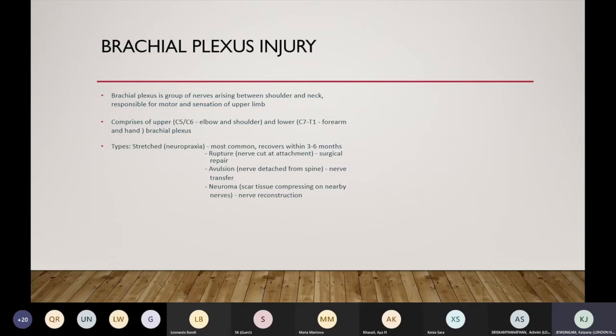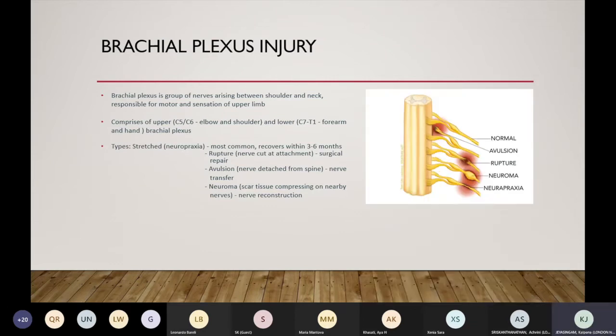And sometimes you might even have an avulsion, where the nerve gets detached from the spine, and you might have to think about nerve transfer. There can also be a neuroma, scar tissue compressing the nearby nerves, and therefore nerve reconstruction might be needed. Here is a picture of the different types: rupture, neuroma, neuropraxia, and avulsion. But as I said, neuropraxia is probably the most common one, because of the stretch put on the child while the baby is delivered, and usually that recovers within 3 to 6 months.